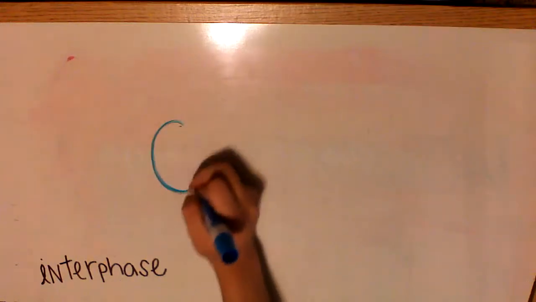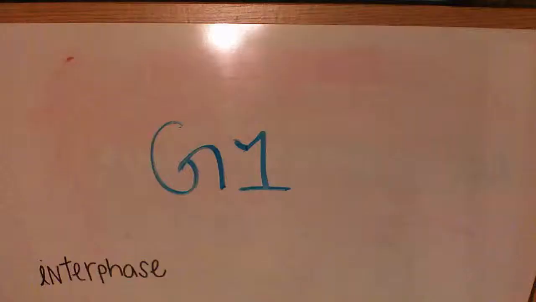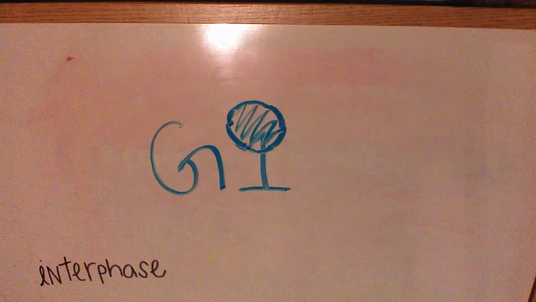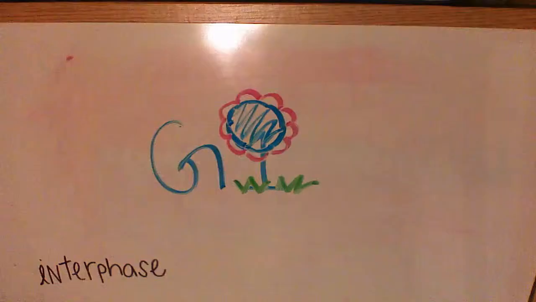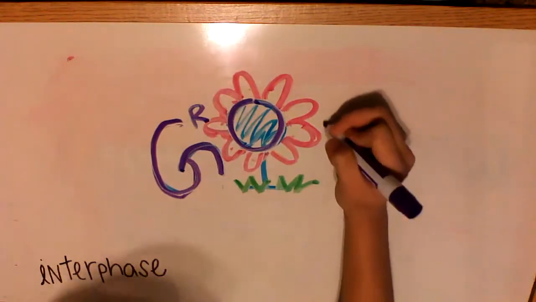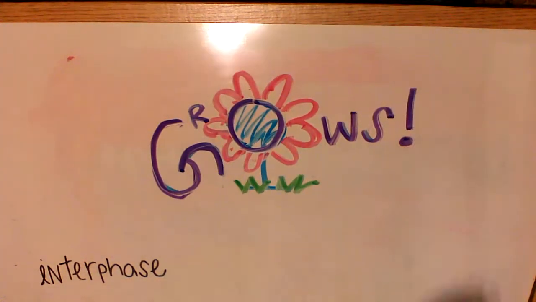The first phase is interphase. This phase takes up 90% of the cell cycle and has 3 checkpoints. The first checkpoint is G1. Cellular contents except the chromosomes are duplicated in this checkpoint. For G1, think of grow.